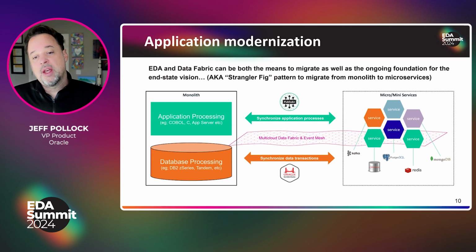So we use the combination of this event mesh and a data fabric as a way to keep these systems in sync during what could be several months or even several years of functional decomposition to phase out the older system as businesses move towards the newer system. So this is one approach to doing application modernization that can be very effective.